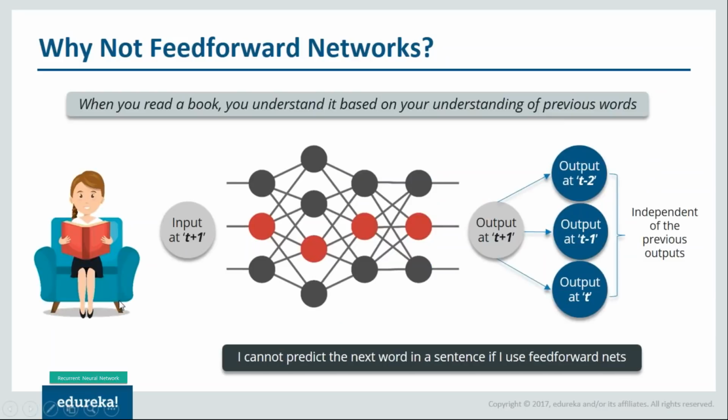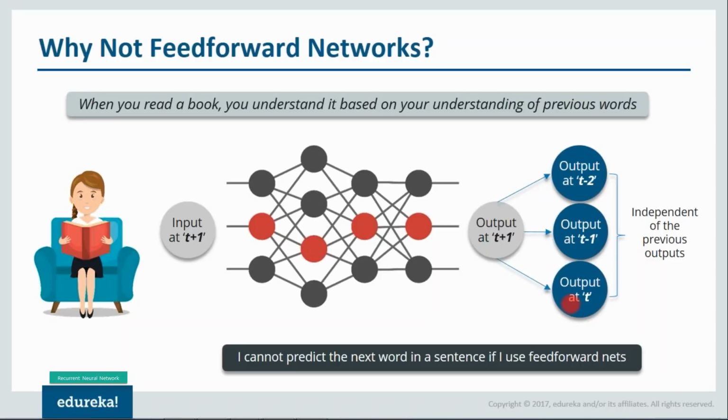Now what happens when you read a book? You'll understand that book only on the basis of your understanding of the previous words. Alright, so if I use a feed-forward network and try to predict the next word in a sentence, I can't do that. Why can't I do that? Because my output will actually depend on the previous outputs. But in the feed-forward network, my new output is independent of the previous outputs. That is, output at t plus 1 has no relation with output at t minus 2, t minus 1 and at t. So basically, we cannot use feed-forward networks for predicting the next word in a sentence.